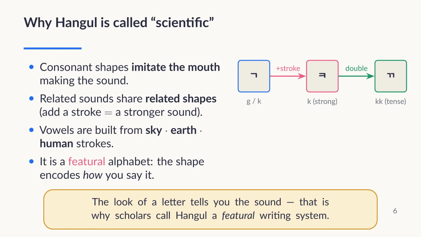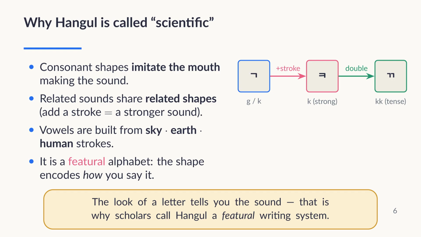Now, why do linguists so often call Hangul the most scientific alphabet in the world? There are 3 big reasons, and understanding them will genuinely speed up your learning. First, the consonant letters are shaped like the mouth making the sound. For example, the letter for the G and K sound is drawn to look like the back of your tongue rising to touch the roof of your mouth, which is exactly what your tongue does when you say that sound. So the letter is a tiny diagram of your own mouth.